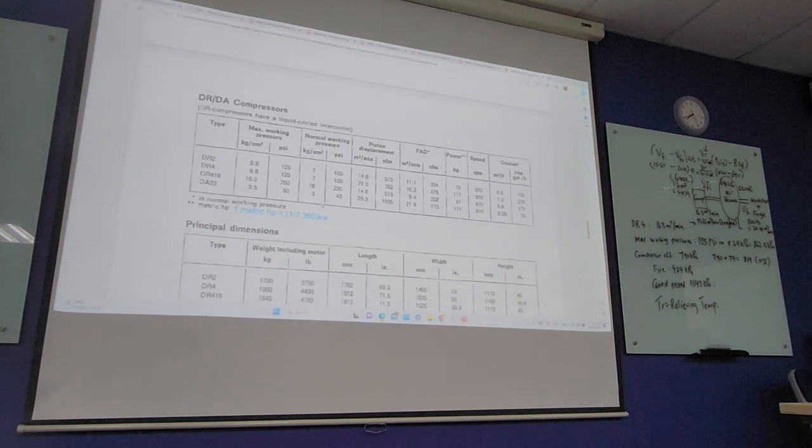The last one, I also just mentioned if they can give this performance curve. So in a way our question is finished already.